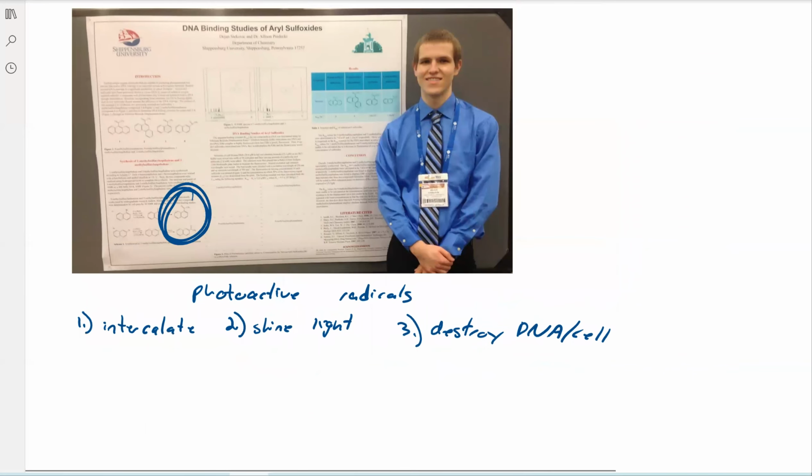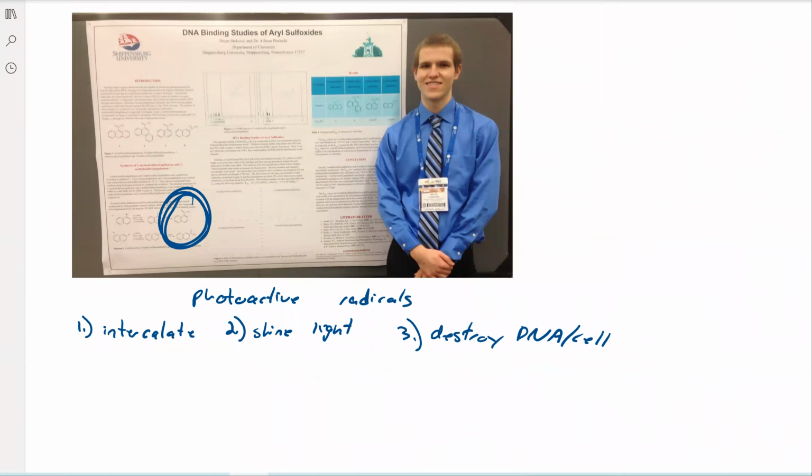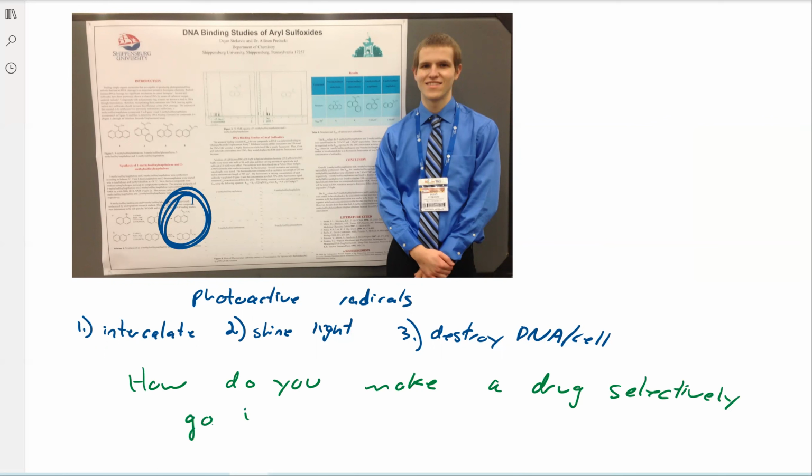And there's a lot of other cancer research. The main issue with cancer research is that a cancerous cell and a regular human cell, they're both your cell. And so they look very much like one another, right? So the main question when you study types of cancer cures is you have to ask yourself, how do you make a drug selectively go into cancer cells versus a healthy cell?